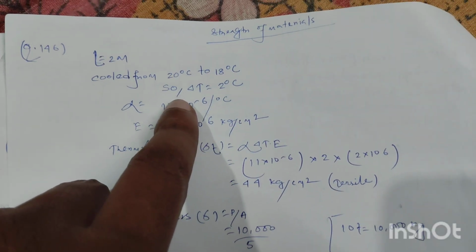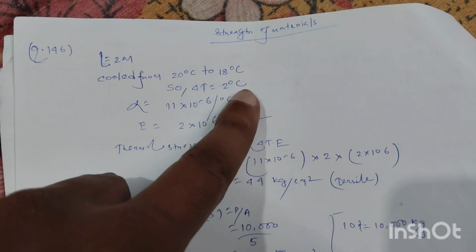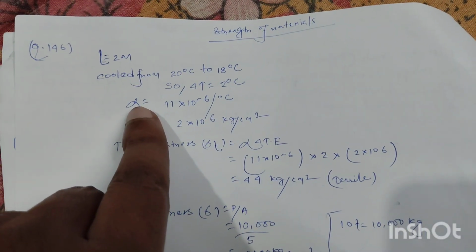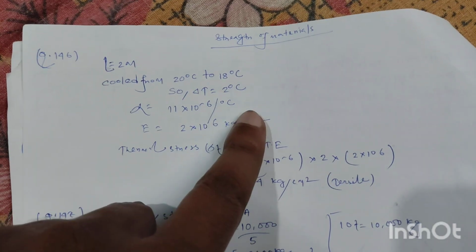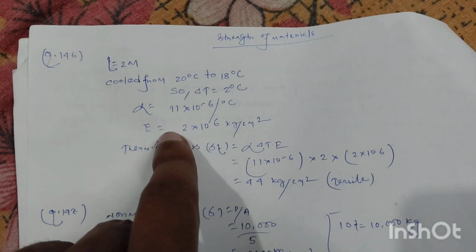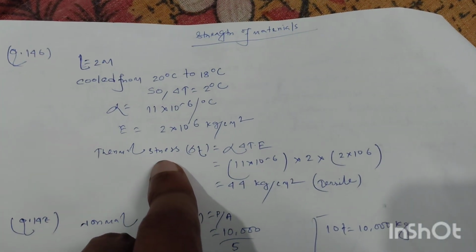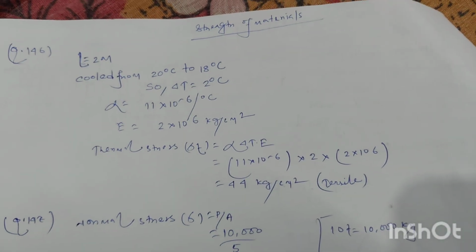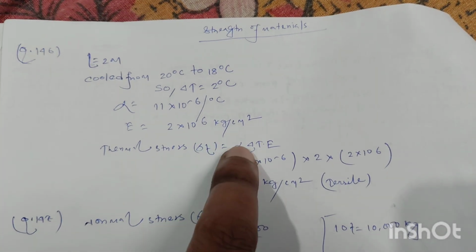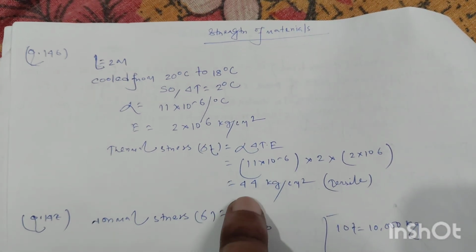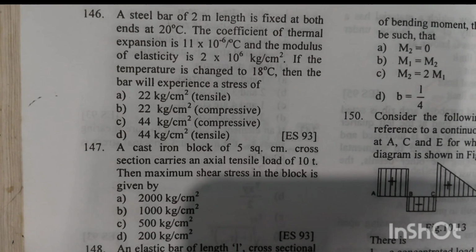Okay, so the difference in temperature del T will be equal to 2 degrees Celsius, and the linear coefficient of thermal expansion alpha is equal to 11 into 10 to the power minus 6 per degree Celsius, and modulus of elasticity of the bar is equal to 2 into 10 to the power 6 kg per centimeter square. And we know the formula for thermal stress, sigma T is equal to alpha into del T into E, and if we put all the values in this equation, we will get sigma T is equal to 44 kg per centimeter square, that is in tensile. Option D is right answer.